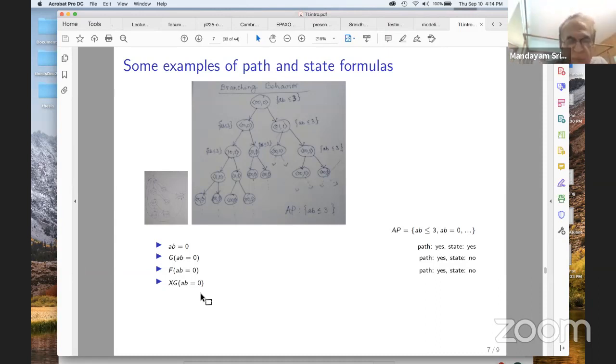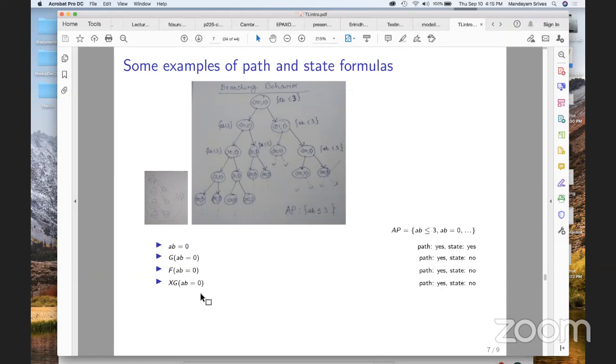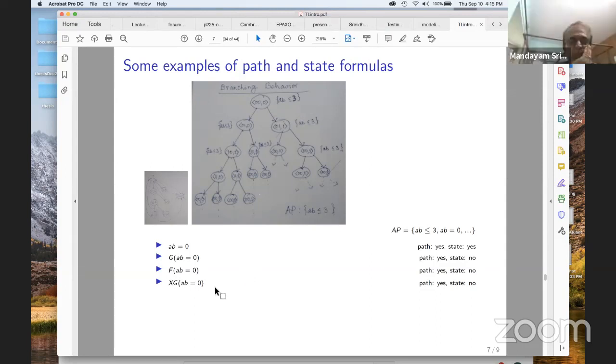Firstly, is it a path formula or a state formula? It is a path formula. Correct. And it holds true for the state to the right of the top state. No. Be precise in your statement.